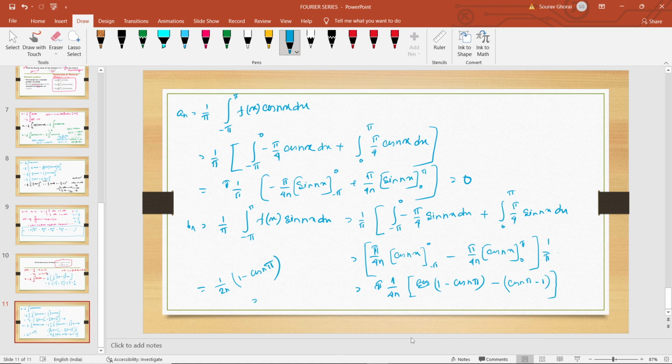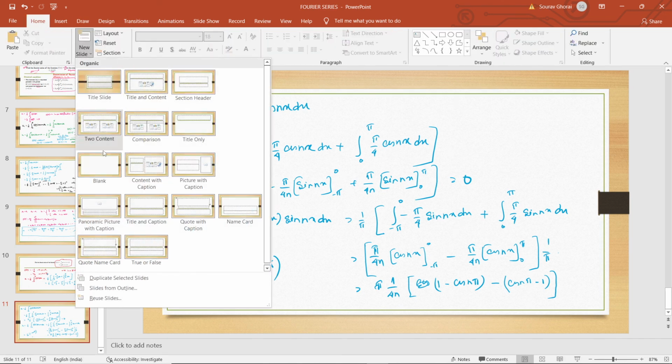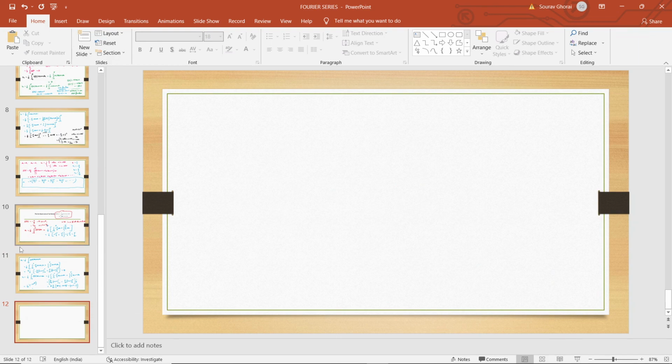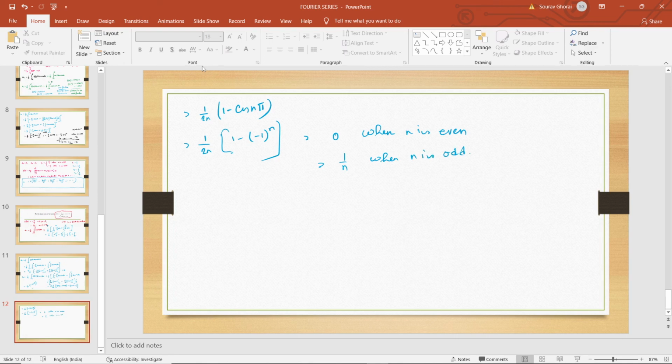So from here we can write it as 1 by 2n times (1 minus minus 1 whole to the power n). So from here we get that bn is 0 when n is even and 1 by n when n is odd.